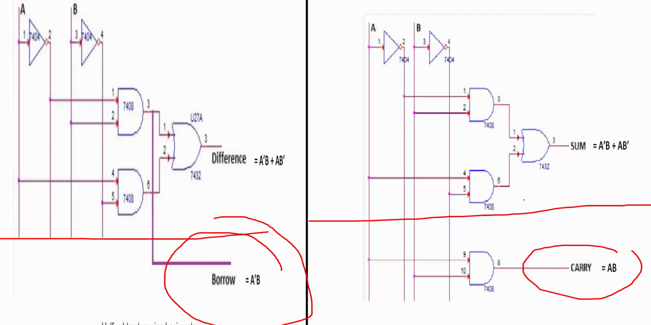Okay, and we can change this carry part with borrow, and we can directly implement that half subtractor from this half adder in your lab experiment. Okay, in order to connect A with this AND gate, we can connect that A bar with the AND input. Then it will convert it to half subtractor.